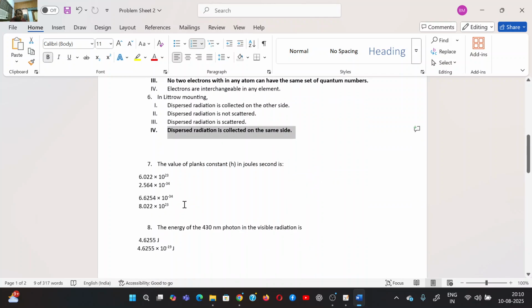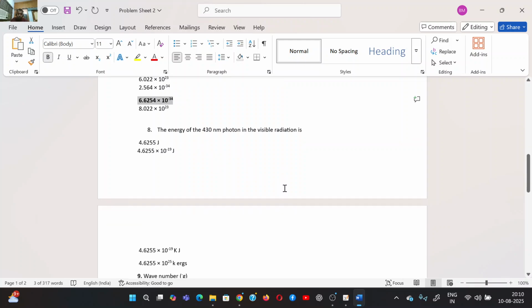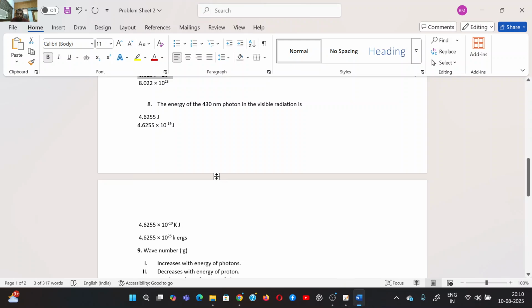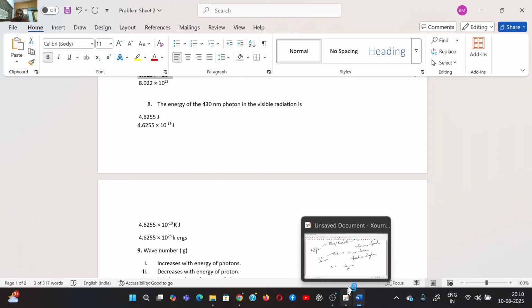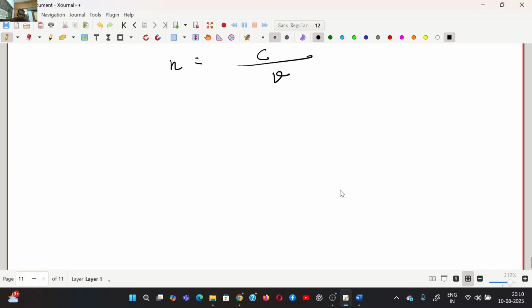Seventh: what is the value of Planck's constant? It's obviously 6.6254 times 10 to the power minus 34 joule second. The energy of a 430 nanometer photon, the visible radiation, is how much? So the wavelength is given, right? So just apply the Planck-Einstein equation, okay?